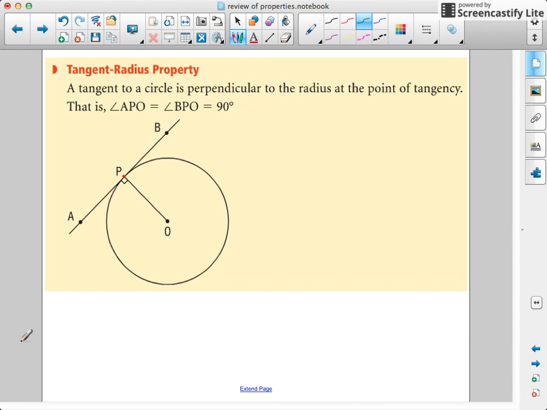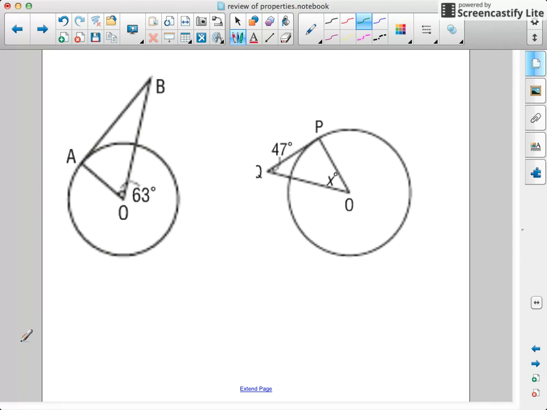So our tangent radius property states a tangent to a circle is perpendicular, or at 90 degrees, to the radius at the point of tangency. So angle APO is the same as BPO, and that is 90 degrees. So we can use that 90 degrees to create triangles, use Pythagorean theorem, and find different angles. So I know that that's going to be 90 degrees.